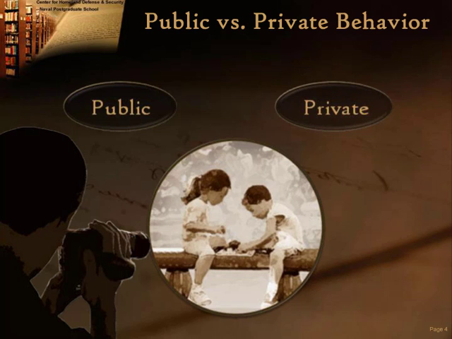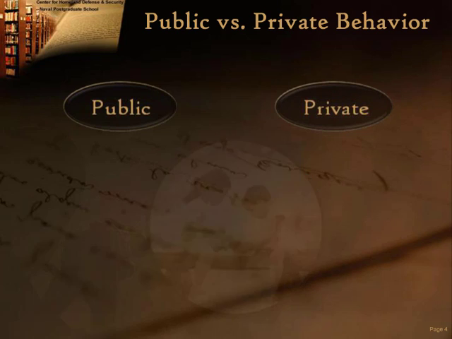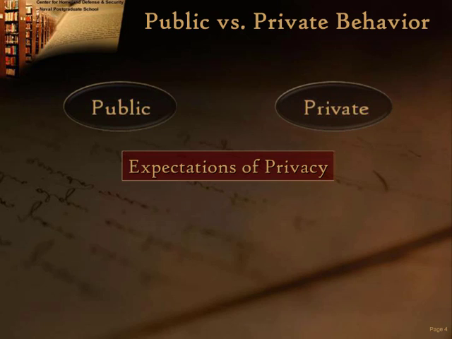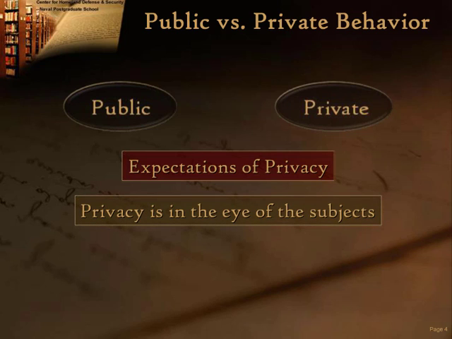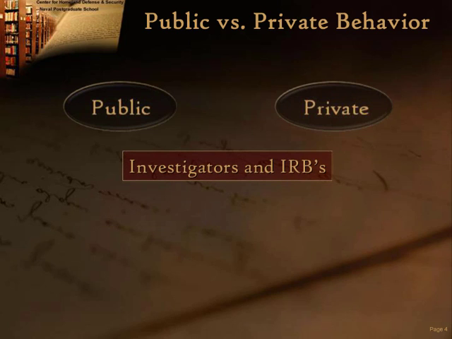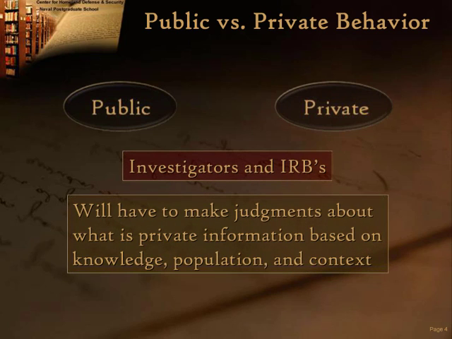There is a conundrum here for investigators and IRBs. Subjects' expectations form the basis for making distinctions between public and private behavior. In other words, privacy is in the eye of the subjects. Yet the reasonableness of their expectations must be assessed in some way. Investigators and institutional review board members will have to make judgments about what is private information based upon their knowledge of the population and the context in which research will take place. Expectations about privacy will vary among cultures and among countries.